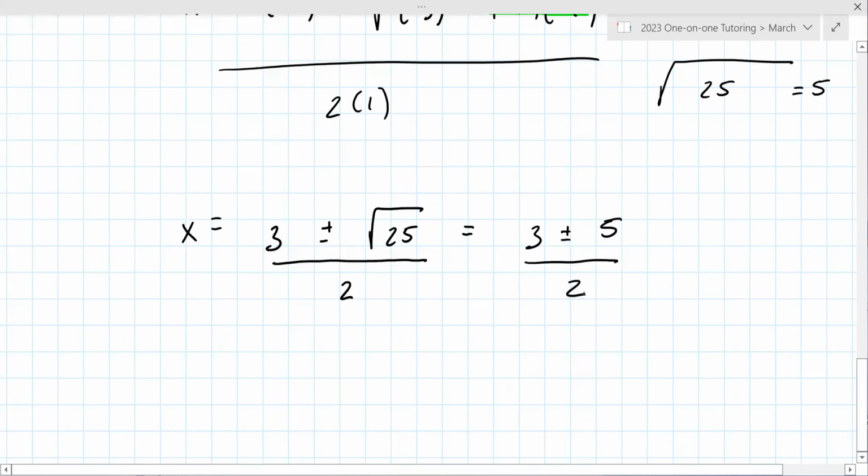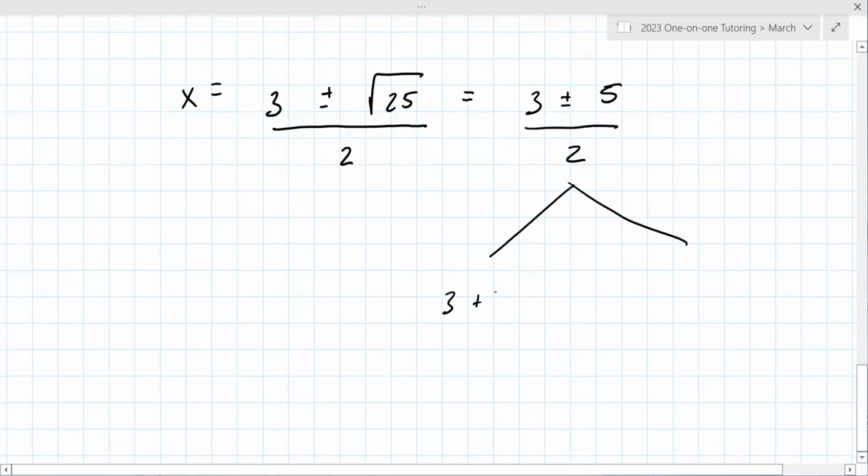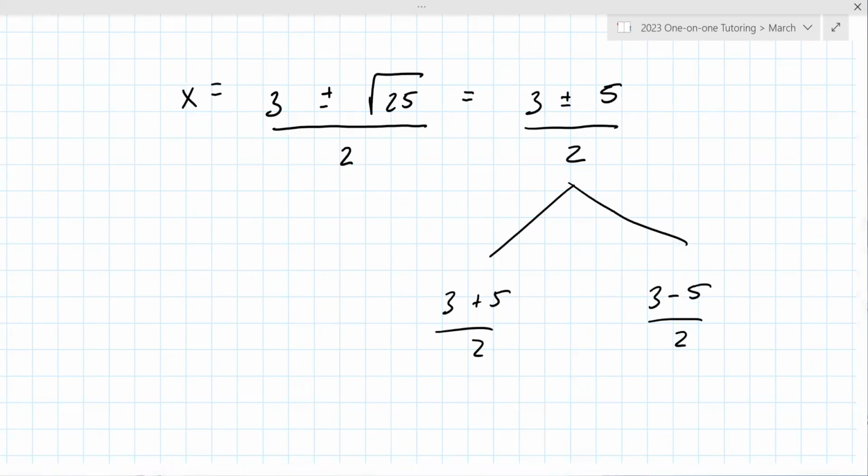Okay. Now you got to write your case 1, case 2. 3 plus 5 divided by 2, 3 minus 5 divided by 2. Will you give that a shot for us, please? Yeah.